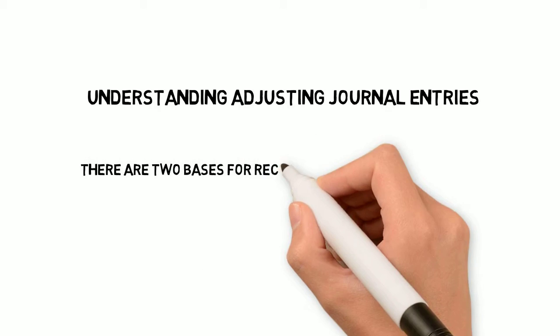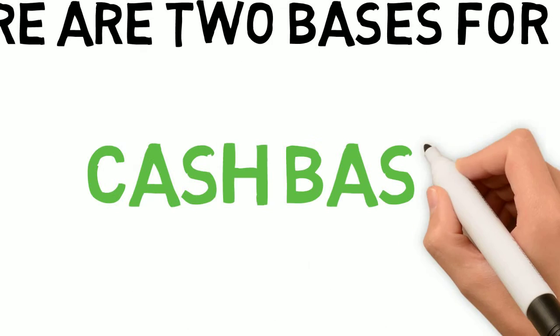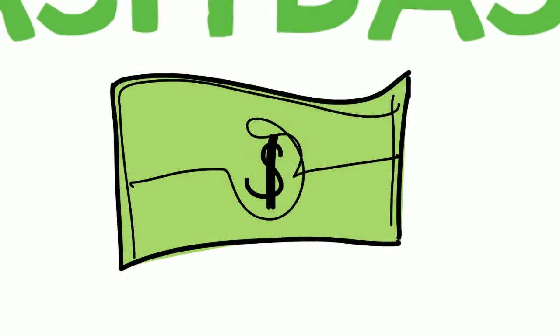Adjusting journal entries. There are two bases for recording expenses and revenue: cash basis and the accrual basis.